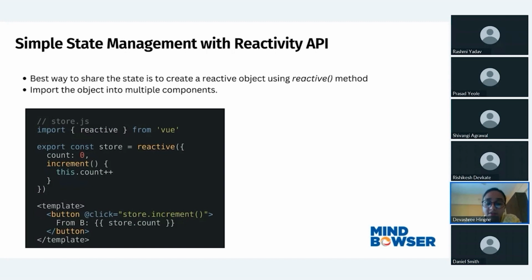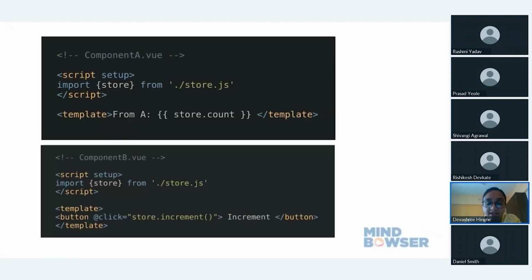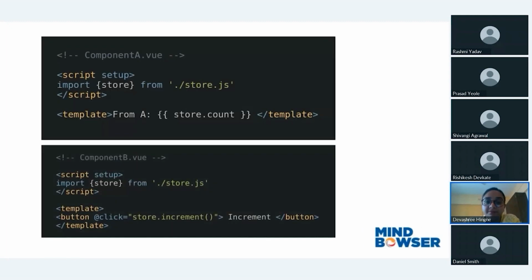Count is one of the reactive states that can be used in a component, and another one is the increment method. To access these methods or states, we just need to use the object and then call the property. In the next example, we will see how we import the shared file. In component A, we just import store.js and access the count reactive state. In component B.vue, we import the store and call the increment method. This is how we can create a shared file and use it in multiple components.